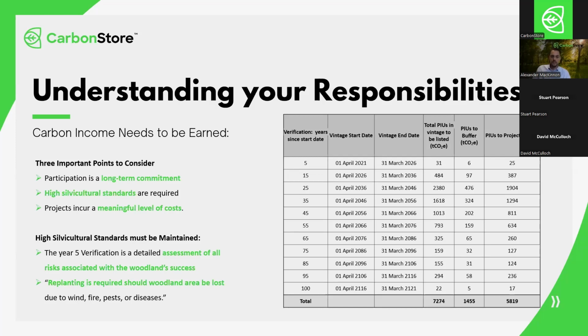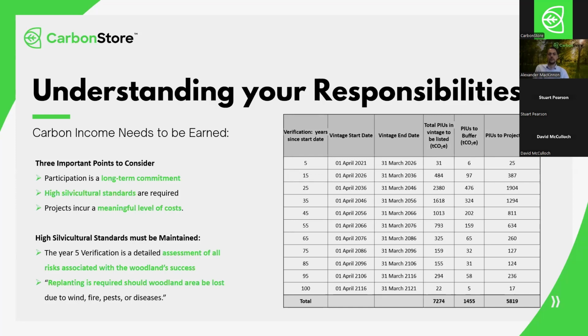The table on this slide illustrates the timing of the carbon capture over a 15-hectare broadleaf woodland. Over 100 years, it's expected to capture 5,819 tonnes of carbon, or WCUs. However, woodland owners must also keep in mind the obligations associated with generating those WCUs.